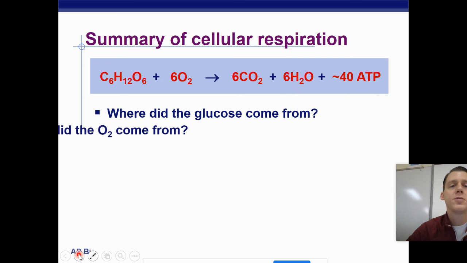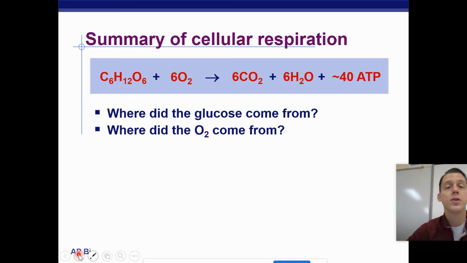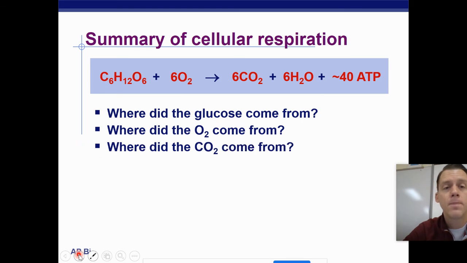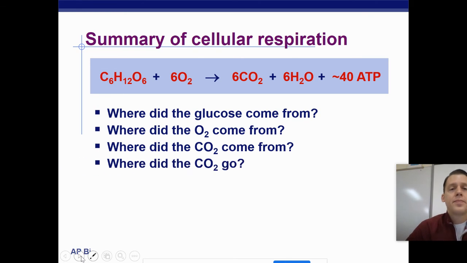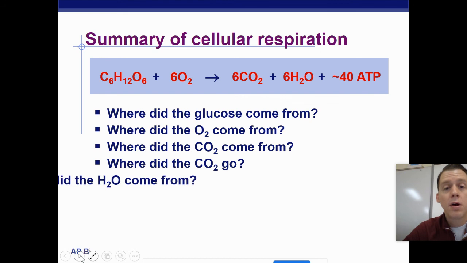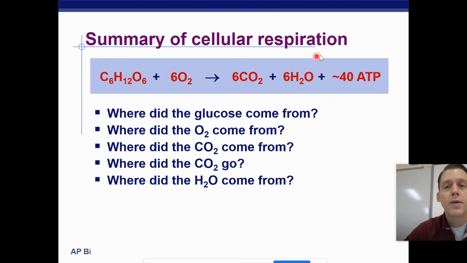All right, so some questions for you to think about. Where did the glucose come from? That came from food. Where did the oxygen come from? That came from the air. Where did the carbon dioxide come from? That came from the glucose. Where did the carbon dioxide go? It went out the body through the lungs. Where's the water coming from? The water came from the oxygen.